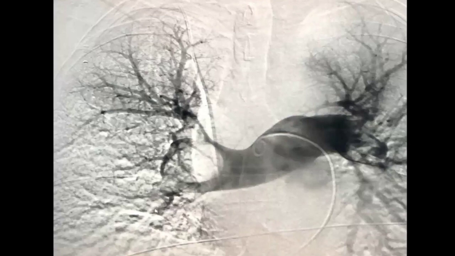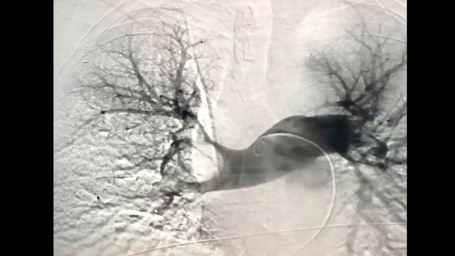Sir, however, the branching pattern distal to it is preserved, but there is a filling defect at this level. But I cannot see any aneurysm or any early draining vein here. So if it's a filling defect in a pulmonary artery, what is it then? Sir, it can be a thrombus. Excellent. Or something from extrinsic compression. Let's stick to thrombus. This is a thrombus. So this is a pulmonary artery thrombus.